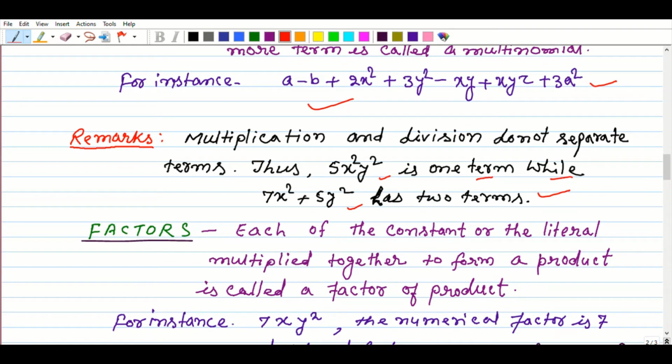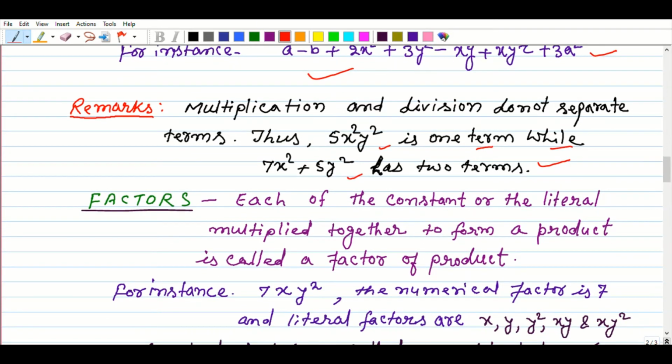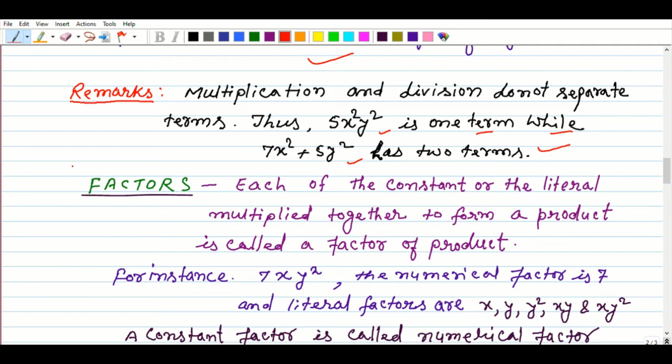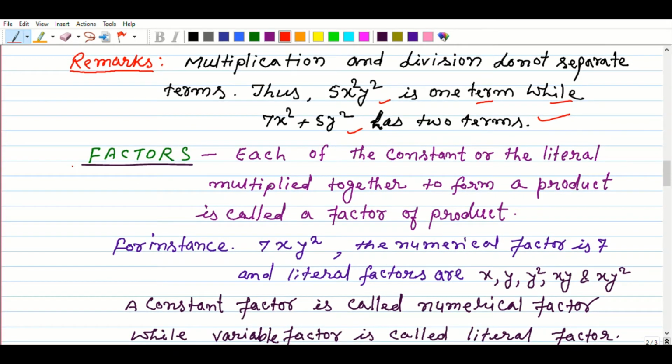For instance, we can take the example 7xy square. The numerical factor is 7 and literal factors are x, comma, y square, comma, xy and xy square. From this example, we can say that a constant factor is called a numerical factor, while a variable factor is called a literal factor, right?